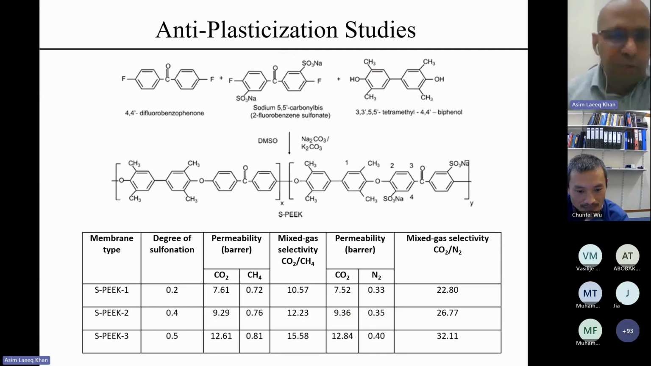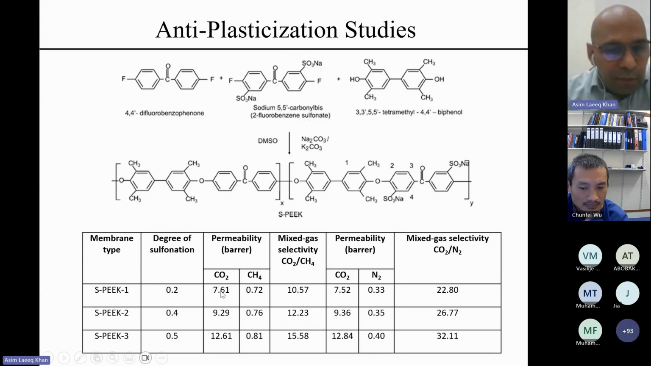Finally, one study that I would like to mention is how researchers are tackling the plasticization or swelling problem that leads to lower selectivities. In one of the studies, we used sulfonated PEEK membranes. We used sulfonated monomers and polymerized them into a sulfonated polyether ether ketone matrix. By carrying out this sulfonation, we were able to increase the glass transition temperature and really rigidify the matrix to impart anti-plasticization properties.